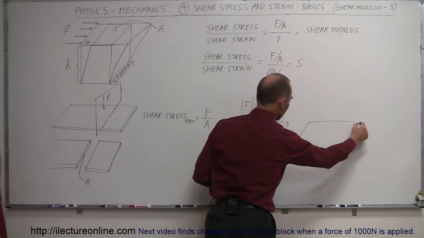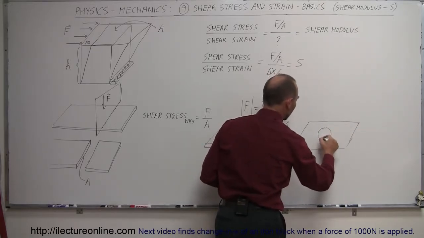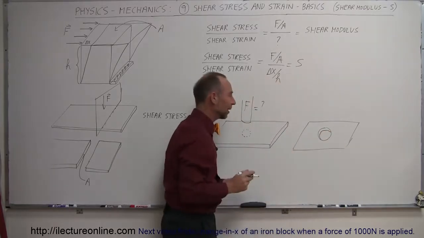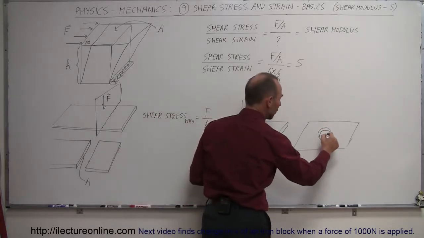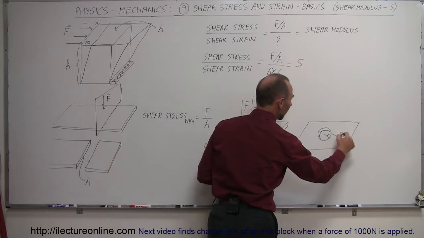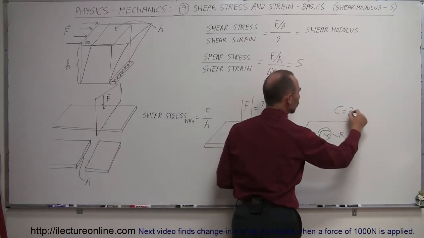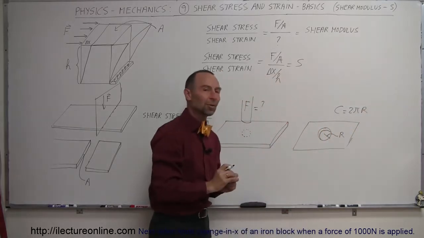So let's draw this again over here. And then you're left with a hole, and the hole will probably kind of look like this. Not quite. Let me try again. There we go. That's a little better. So that's what the hole would look like. And notice that you have a radius of the hole, and you have a circumference of the hole, where the circumference of the hole is equal to 2 pi times the radius. And then you have the height or the thickness of that material.